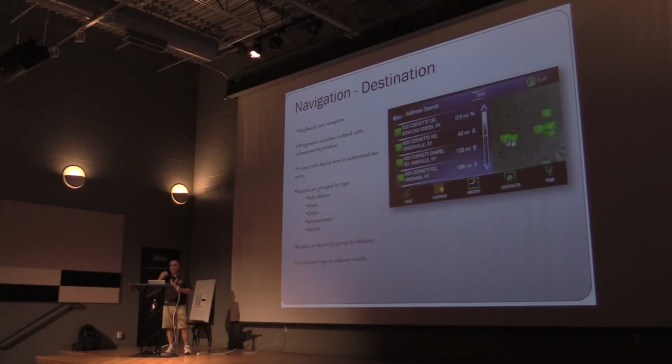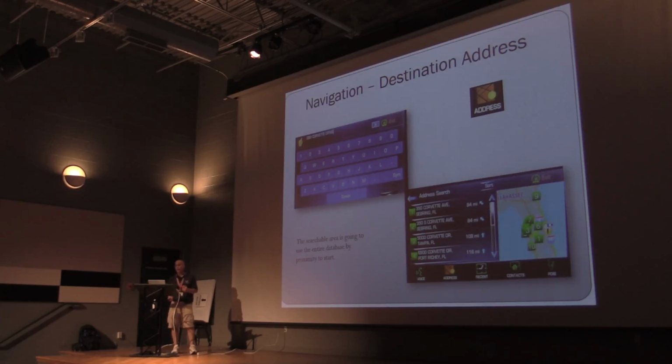It tries to answer your question. You said, I want to find 600 Corvette. It says, I can find this, but I also found these. Do any of these help? So results are shown grouped by distance, and the system is going to use logic based on where you are to try to enhance your results.